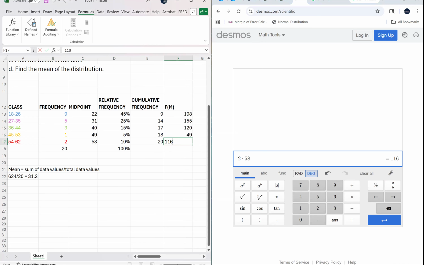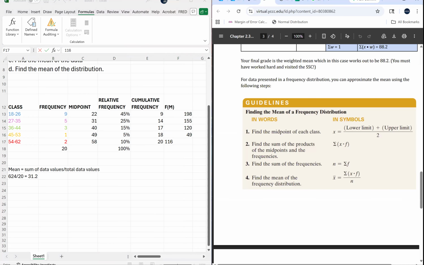Okay, so back to the notes. Step one we did, step two we just did. Oh, actually, no, I'm sorry, we didn't finish. We just found each product. We found the frequency times the midpoint. It says we have to find the sum of all those. So we actually have to add all of these numbers together. So let's do that.